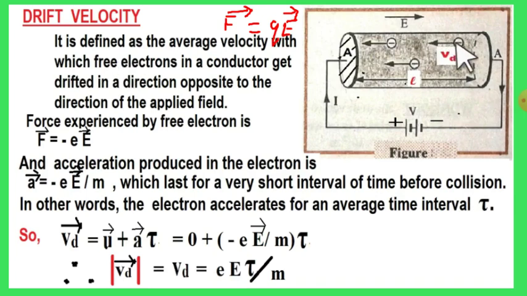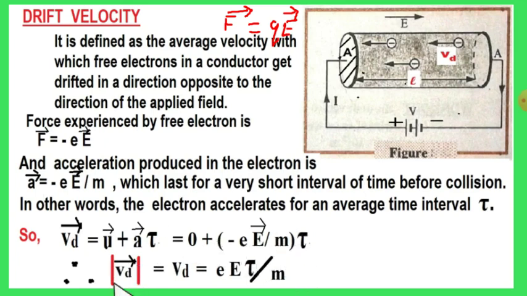Then drift velocity, not only of a single electron, rather for the whole electron. So drift velocity of the electron can be expressed as Vd is equal to u plus at, just like in the kinematic equation in motion. So your drift velocity can be expressed as u vector, where u is the initial velocity of the electron, which is equal to 0, and your a tau, the acceleration times relaxation time. So your a is nothing but minus eE divided by m.